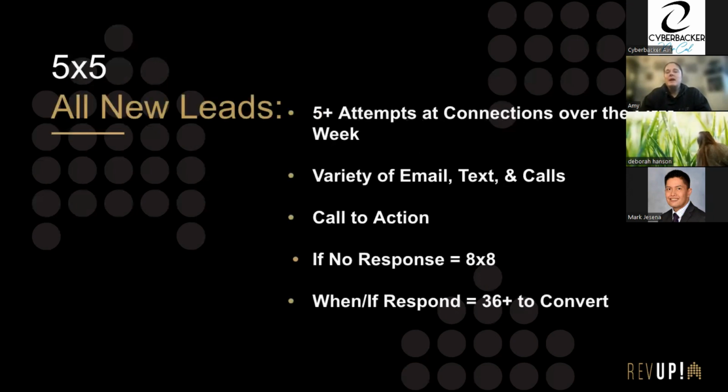So that 5x5 plan, right? When we first get our new leads in, we're going to do a 5x5, which is at least 5 attempts at connections over the first week. Basically a connection a day for the first 5 days. It's going to be a variety of emails, texts, and calls. We want to try to include a call to action, something that's going to cause them to want to respond to us. If they don't respond to our 5x5, we're going to move them over to the 8x8. And when and if they respond, then we're going to move them over to a 36 to convert. Okay, so a variety of calls, texts, and emails.